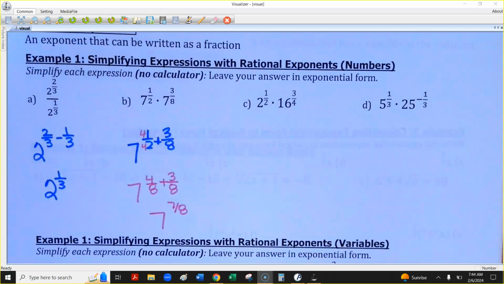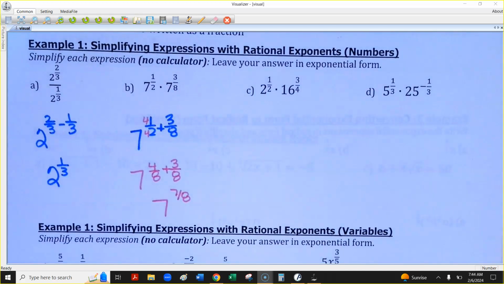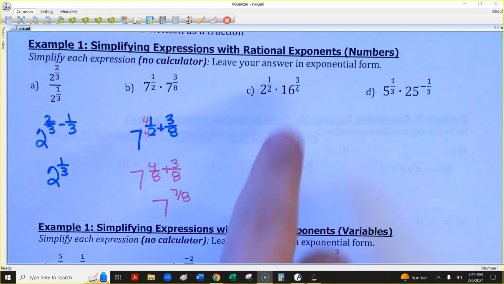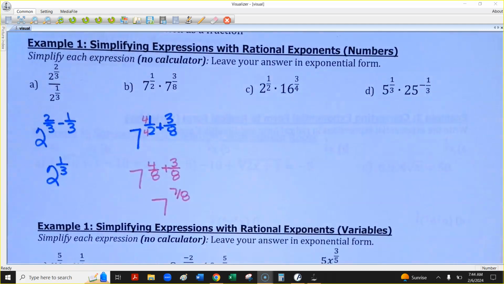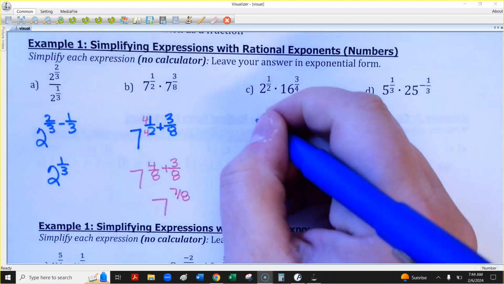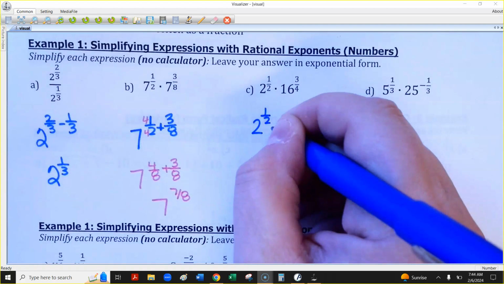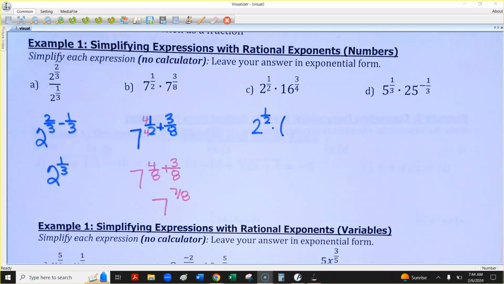Okay, now, the next two are a little tricky. So I don't have like bases in the next question. So I have 2 to the 1/2 power times 16 to the 3/4 power. So if you don't have the same base, what you want to do is try to create the same base, and then we can use our exponent properties. Okay, so the smaller number here is 2, to the 1/2. Can you write 16 as 2 to a power?